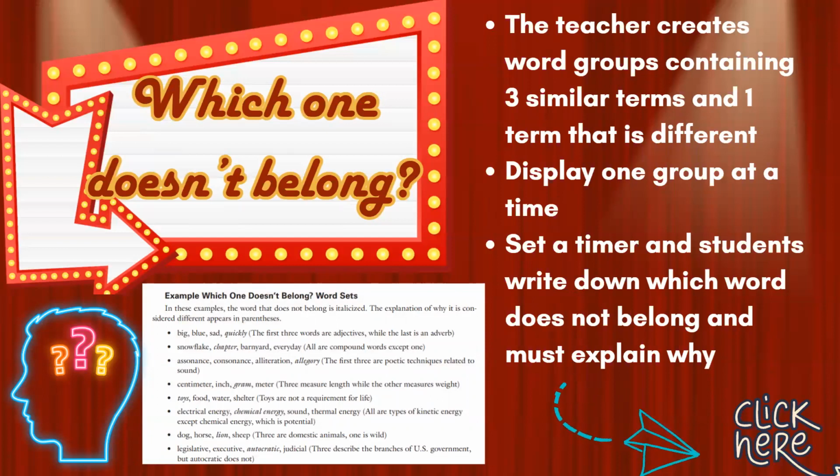The teacher will display one list at a time, and I've listed some examples down at the bottom. This is a really good activity for English, for grammar, for parts of speech, math terms, vocabulary. The teacher sets the timer and the students write down again which word doesn't belong and they must explain their answer. If you click the bottom right-hand corner, there is a Google Slide template that already has examples for you.